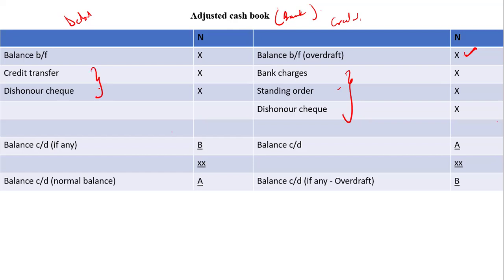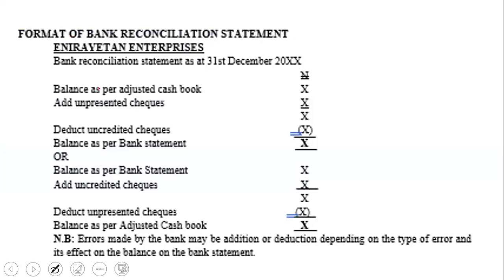At the end of the day, we can have any of these balances. If the balance carried down is on the debit, it's a normal balance. On the credit is an overdraft. And why? Because if you have an overdraft, you will get to see that it will be credited. This is a situation where there's an overdraft. So let's be very careful.